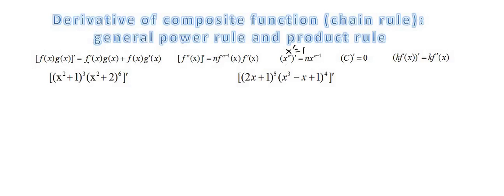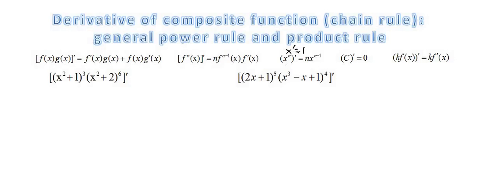The first formula is about product rule. The derivative of f(x) times g(x) equals the derivative of f(x) times g(x) plus f(x) times the derivative of g(x). The second one is the general power rule. The derivative of f(x) to the power n equals n times f(x) to the power n minus 1 times the derivative of f(x). The third one is standard power rule.